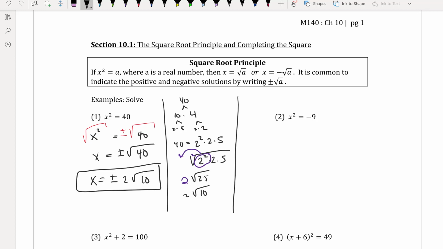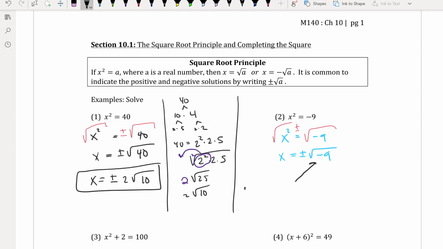So for the next one, I have the same process where I'm going to have my x squared is equal to a negative 9. So to undo the square, I square root it, and I can't forget the plus or minus. So I'm going to have x is equal to plus or minus the square root of negative 9. But if you plug in the square root of negative 9, you're going to get that it's not a real solution. You're going to get error on your calculator.